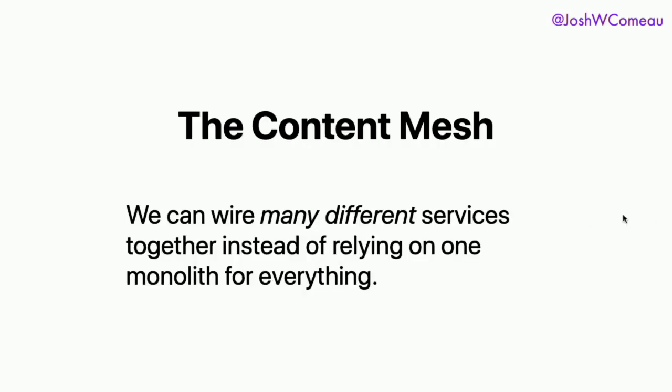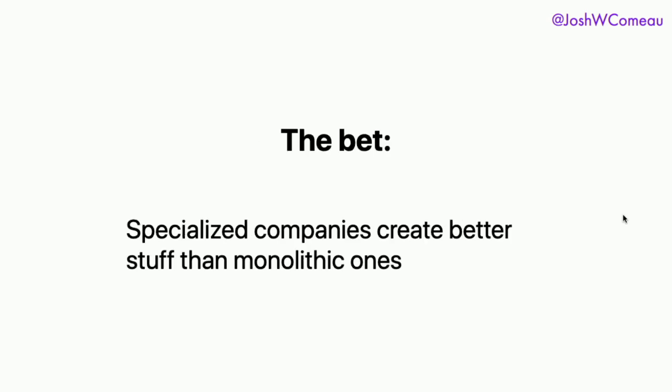And so we talk a lot about the content mesh. And the idea behind this, the fundamental theory, is that we're going to take a whole bunch of different services. So instead of letting WordPress do everything, we're going to pull in Shopify for commerce and Stripe for payments and Auth0 for auth. And I think the idea here is that we assume that if we're letting companies specialize, they're probably going to do a better job.